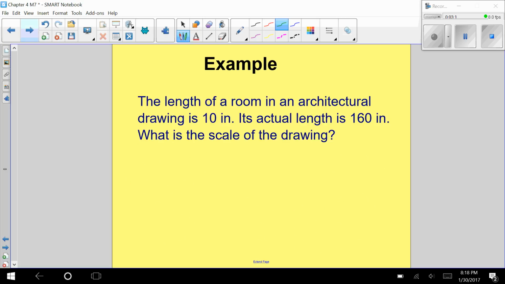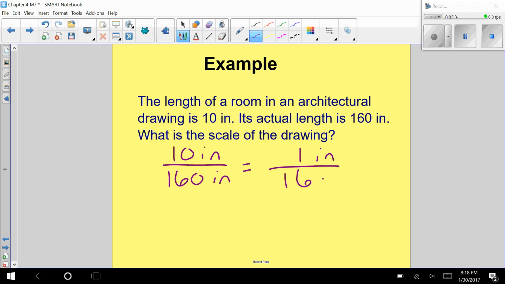So the length of a room in an architectural drawing is 10 inches. Its actual length is 160 inches. What is the scale? Try this one on your own. All right, scale is drawing over actual, so 10 inches over 160 inches. Divide them both by 10, we get 1 inch is equal to 16 inches.